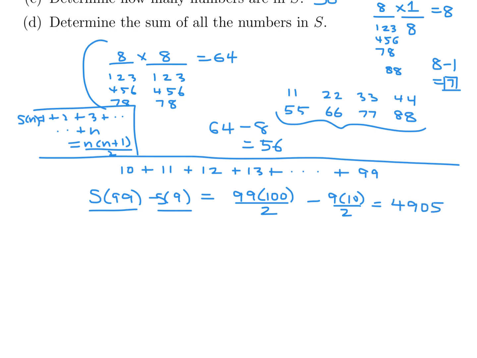Okay. But that's not S, right? That's not even close to S. This is all the numbers from 10 to 99. We have to get rid of a bunch of numbers because remember, we only have 56 numbers in S.